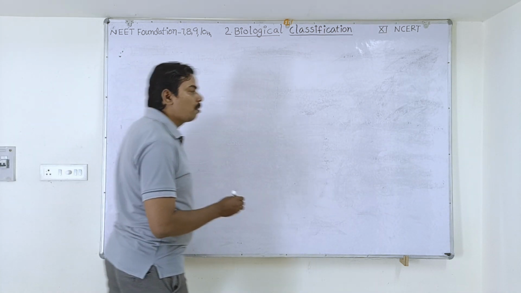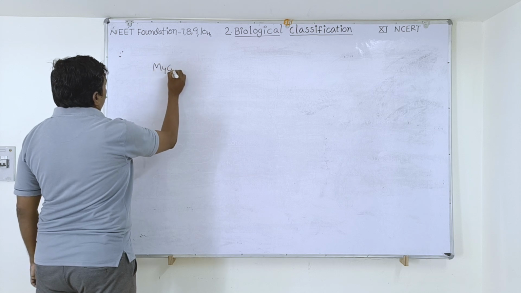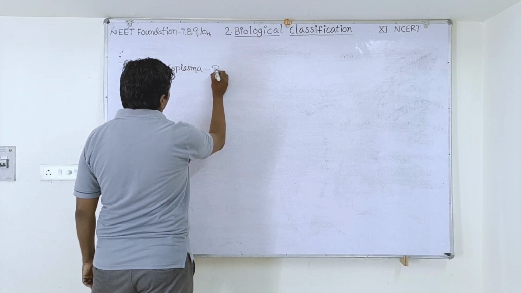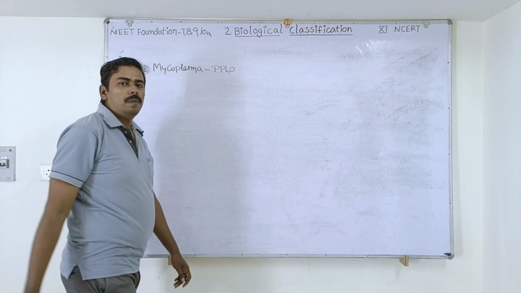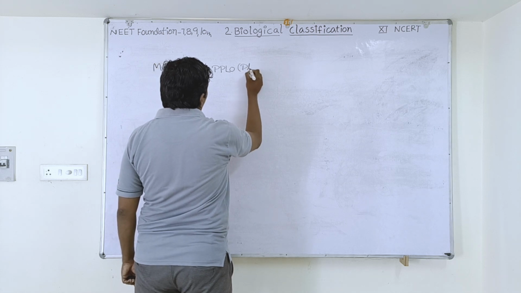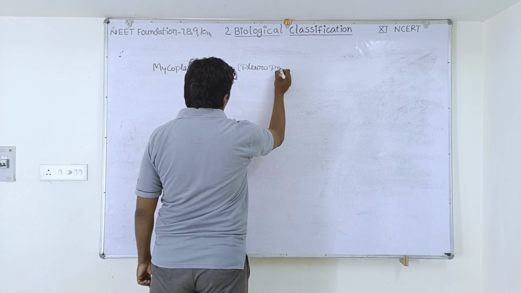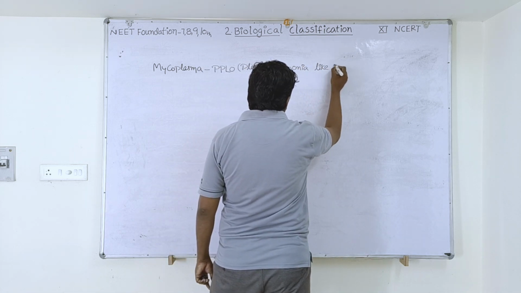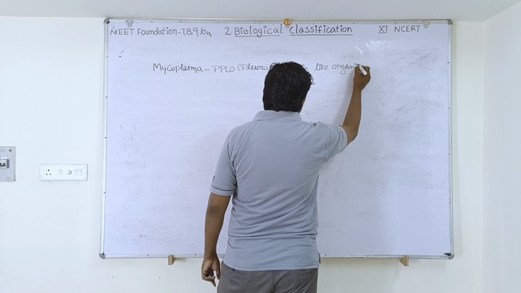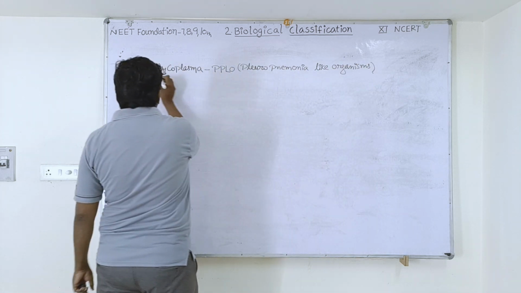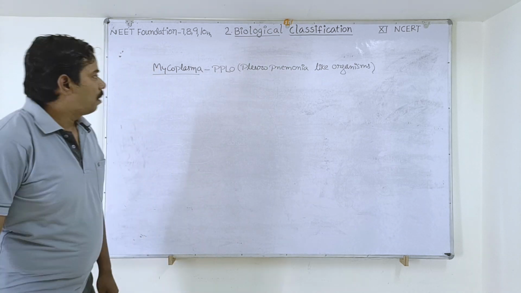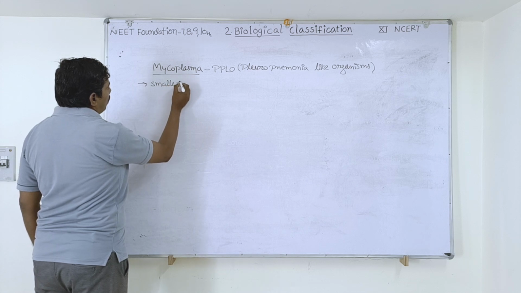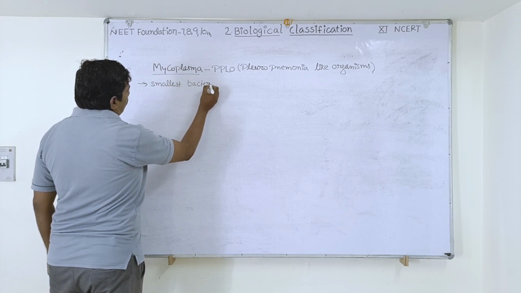Now we will discuss about mycoplasma. Mycoplasma bacteria are also called PPLO. So what is PPLO? PPLO stands for Pleuropneumonia like organisms. So these mycoplasmas are PPLO bacteria. They are the smallest bacteria in the kingdom Monera.